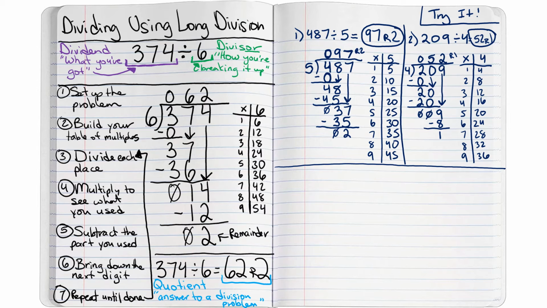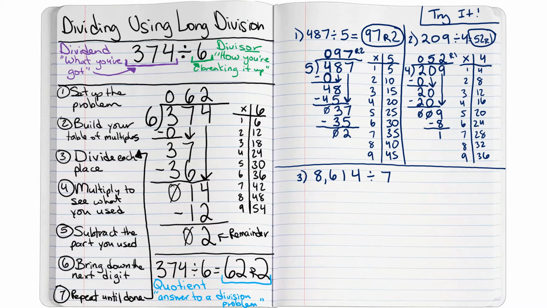For the next problem, we're going to do a little bit longer one. This is going to be our last practice problem on these notes. For this one, let's divide a bigger number. For this one, we're going to divide 8,614 divided by 7.